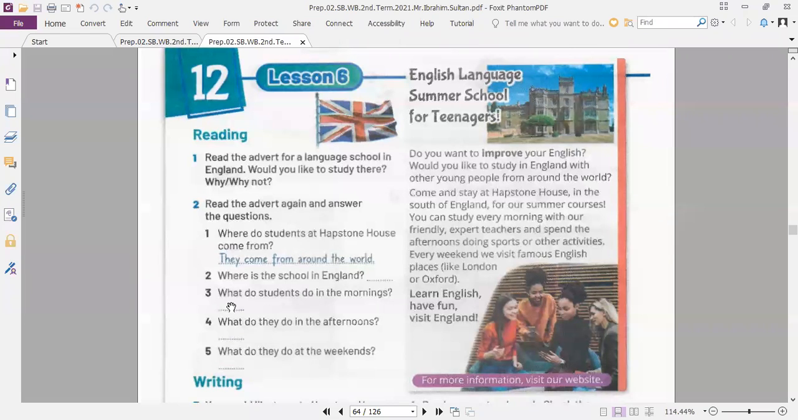Number three, what do students do in the morning? They study. They study English in the morning. Okay. What do they do in the afternoon? They do sports and other activities. Okay. Number five, what do they do at the weekends? They visit famous English places. They visit famous places in England like London or Oxford.